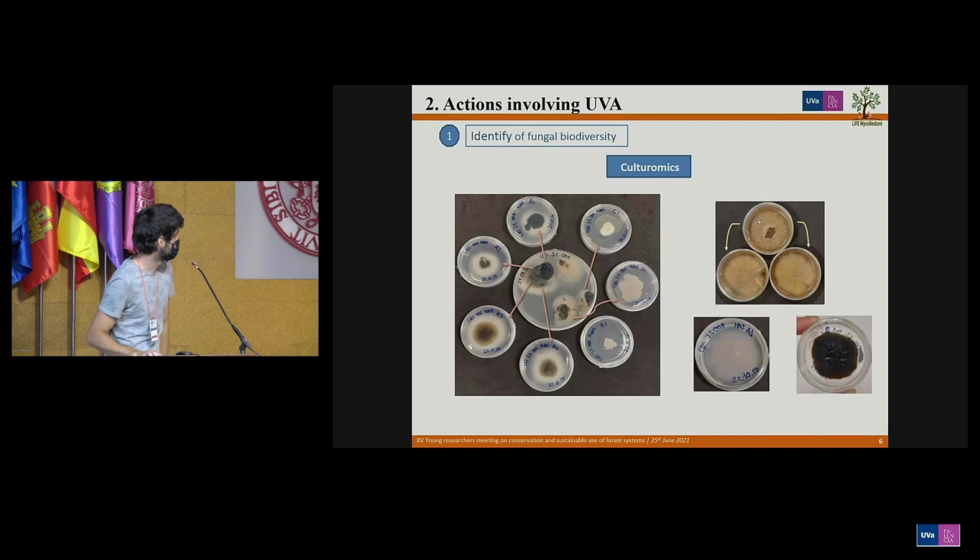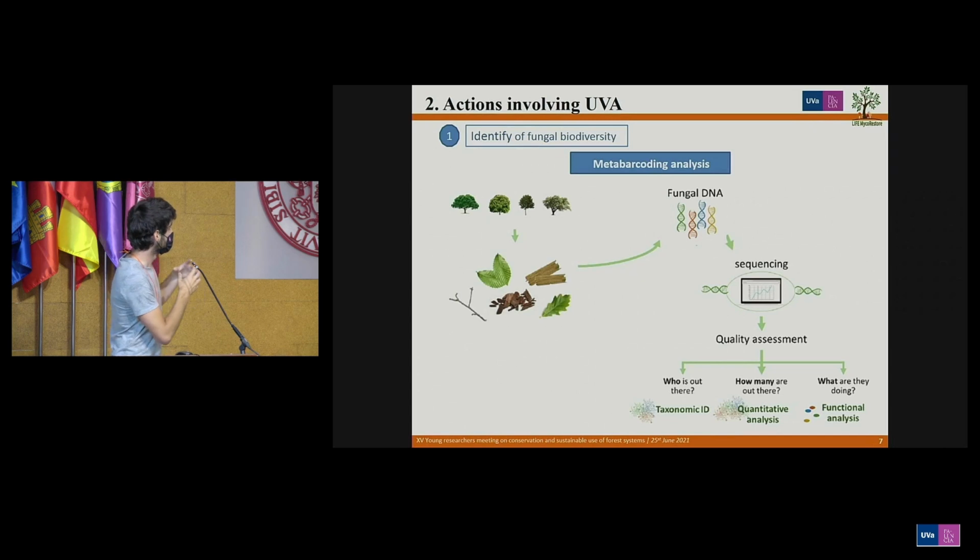And this is an example of the work. We put the different pieces of, for example, leaves in a plate. We have a lot of fungi in one plate, and then we try to take each fungi and put it in individual plates. Well, this is one part of the identification of the fungal biodiversity.